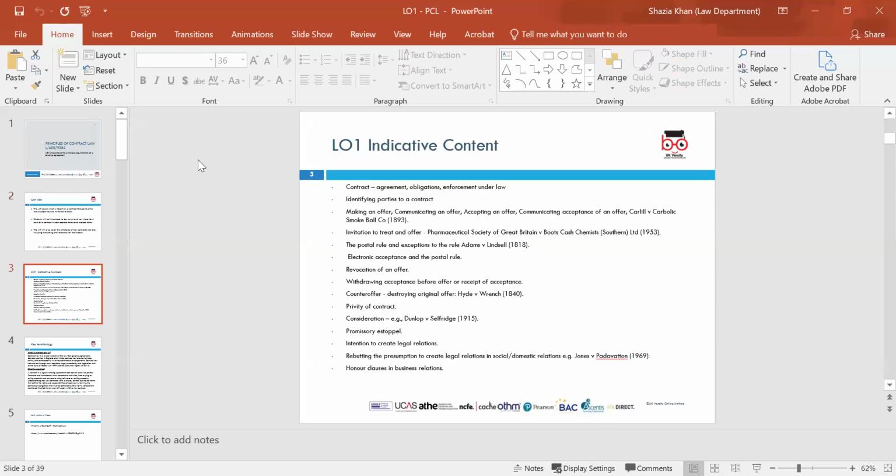So the indicative content for learning outcome 1, which I just went through on the module spec as well, is looking at an agreement enforcement under the law, identifying parties to a contract, invitation to treat and offer, the postal rule, electronic acceptance, revocation of an offer, withdrawing acceptance before offer or receipt of acceptance, with reference to cases, counter offer, privity of contract, consideration, promissory estoppel, intention to create legal relations, and rebutting the presumption to create legal relations, and honour clauses in business relations. And all this we'll be going through with reference to case law as well, and that will be expected of you when you do your assignment as well.